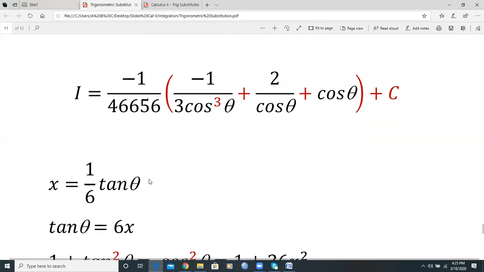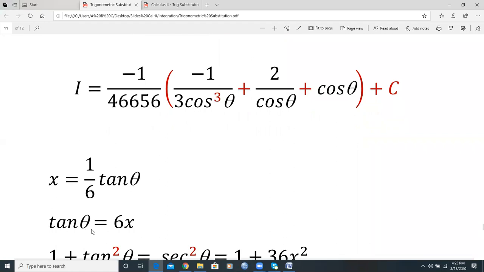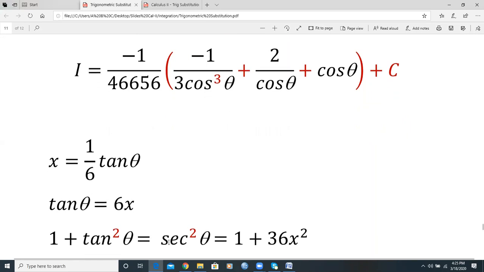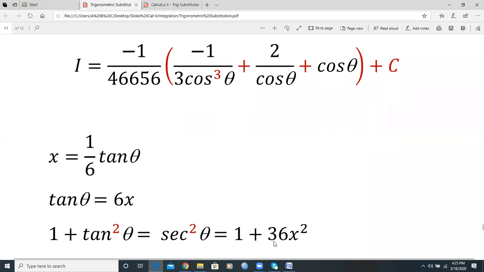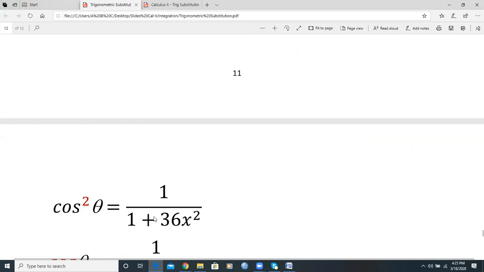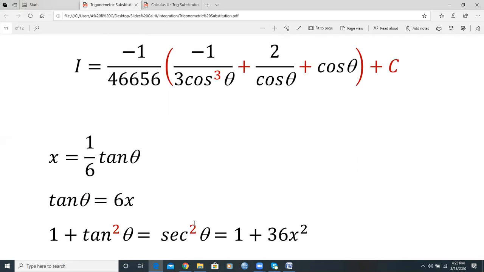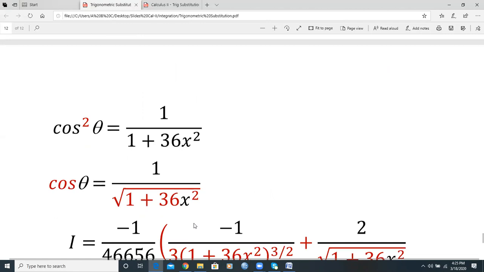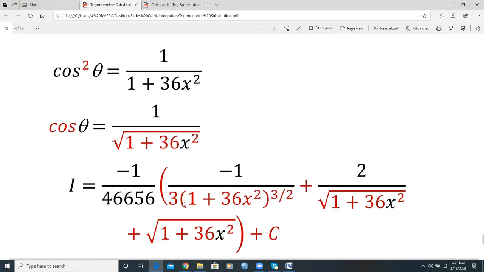Since x is equal to 1 over 6 tangent theta, tangent theta will be equal to 6x. And we know 1 plus tangent square theta is sec square theta. Therefore, sec square theta will be 1 plus 36x square. So it implies cos square theta is 1 over 1 plus 36x square. So in our solution, cos theta is apparent, and we replace cos theta by 1 over square root of 1 plus 36x square. Finally we obtain this result.